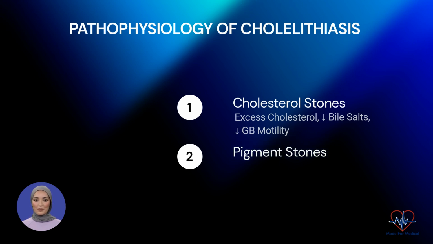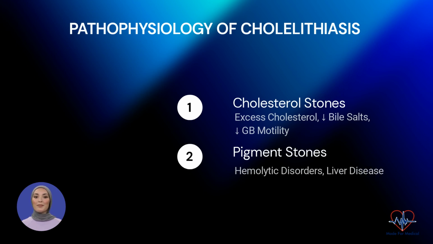Pigment stones. Pigment stones are less common and are composed of bilirubin, a breakdown product of hemoglobin. The formation of pigment stones is associated with conditions that increase the breakdown of red blood cells or impair bilirubin metabolism, such as hemolytic disorders. Conditions that result in increased destruction of red blood cells, such as sickle cell disease or hereditary spherocytosis, can lead to the formation of pigment stones.